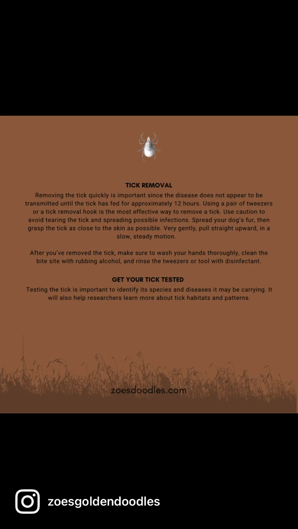Spread your dog's fur, then grasp the tick as close to the skin as possible. Very gently pull straight upward in a slow, steady motion. After you've removed the tick, make sure to wash your hands thoroughly, clean the bite site with rubbing alcohol, and rinse the tweezers or tool with disinfectant.